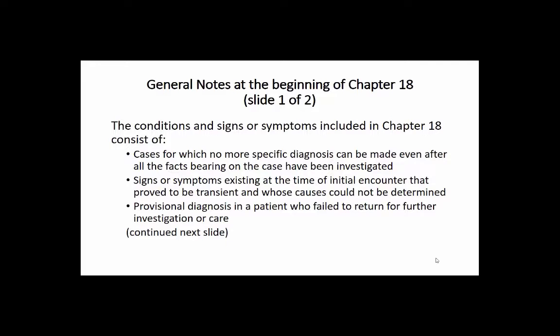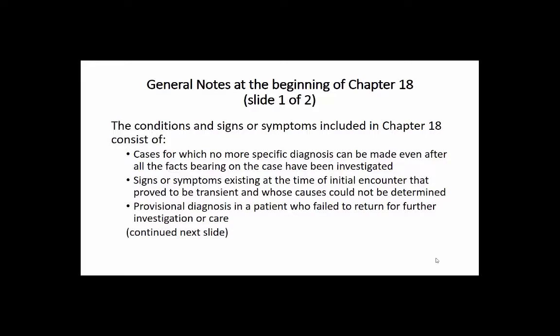18 in the Codebook. The conditions and the signs or symptoms included in Chapter 18 consist of, I think, 6 bullet points here. Cases for which no more specific diagnosis can be made even after all the facts bearing on the case have been investigated. In other words, you just don't know what's wrong, so the doctor is going to say code the signs and symptoms.